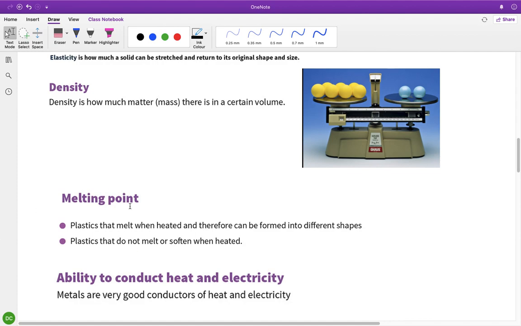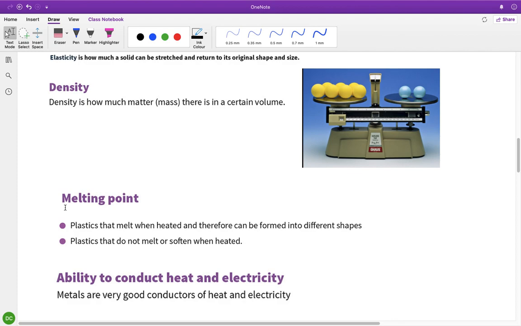Melting point is where a material goes from being solid to being liquid. Depending on what you want the product to do, you might want it to withstand quite high temperatures and still remain solid. Then you need to choose an appropriate material that has an incredibly high melting point, so it won't just melt.